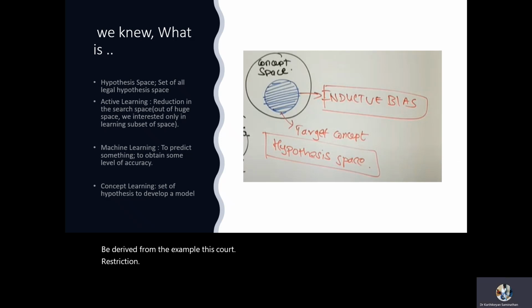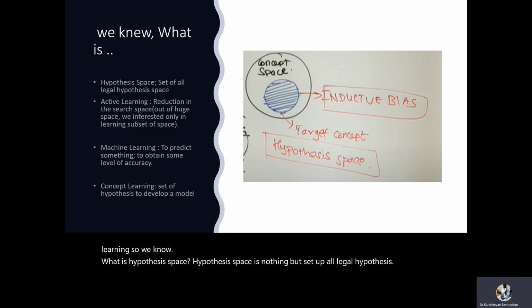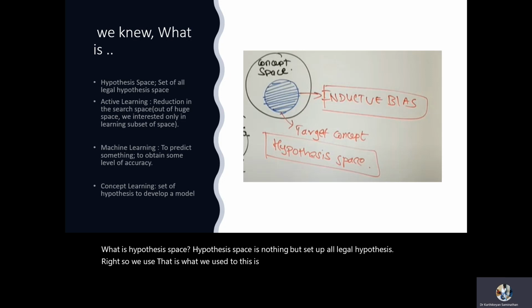So from the past analysis and the experience, we know that there are three parameters. One is hypothesis space, active learning, machine learning, and concept learning. So we know what a hypothesis space is. Hypothesis space is nothing but the set of all legal hypotheses, right? That is what we used to call the hypothesis space. This is only the legal hypotheses.